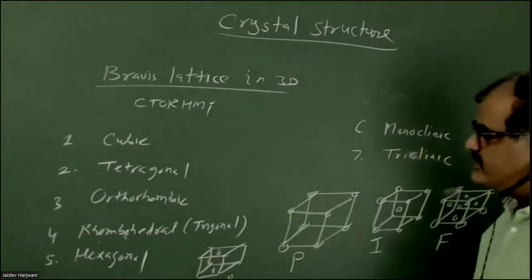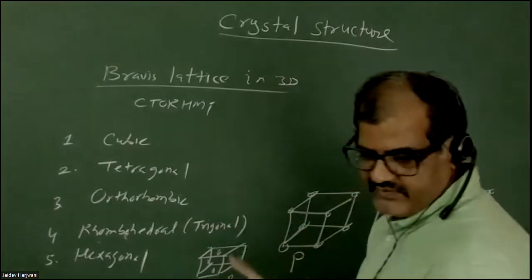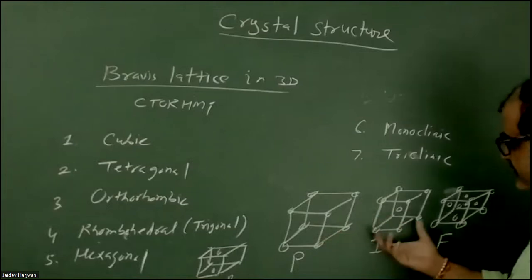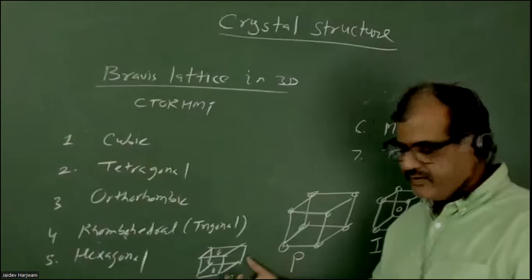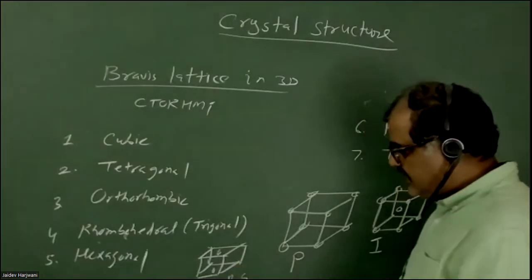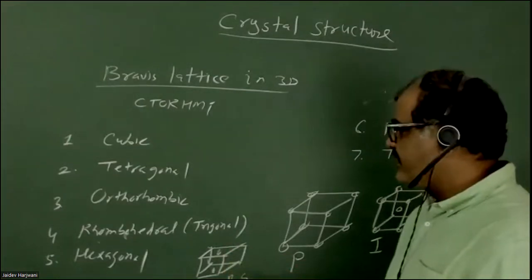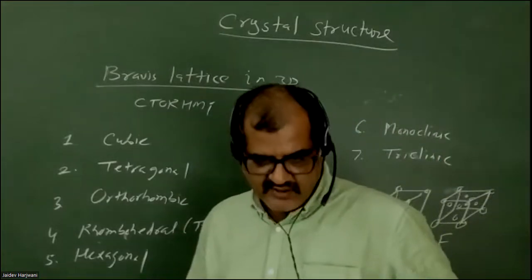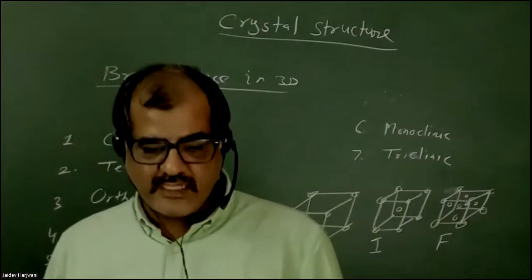So we have 7 crystal systems, and in these 7 crystal systems we have 4 different types of unit cells. This is the primitive, this is the body centered, this is FCC, and this is the base centered, which we also represent by S. In this, there is an atom on the opposite face. Clear? Now if I combine these 7 crystal systems with these 4 unit cells, then how many?